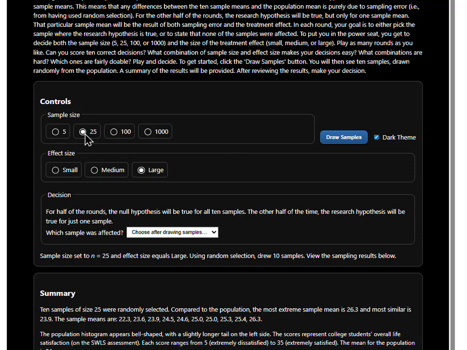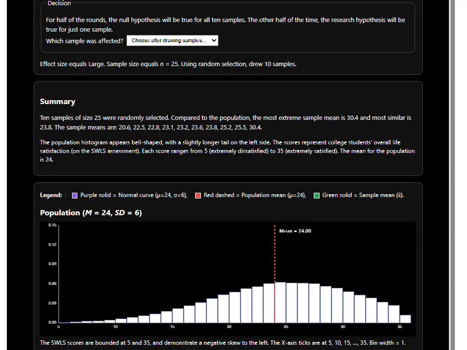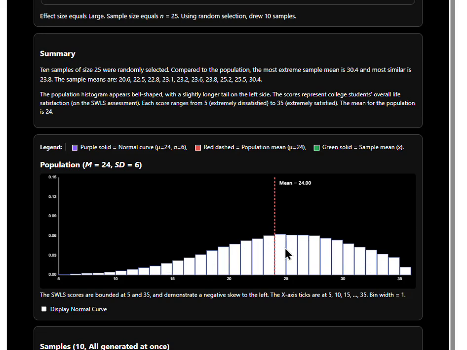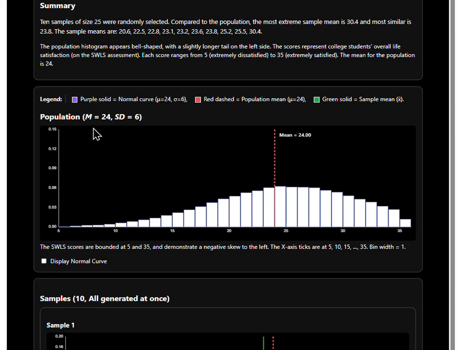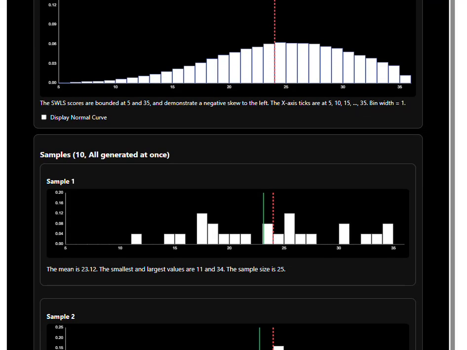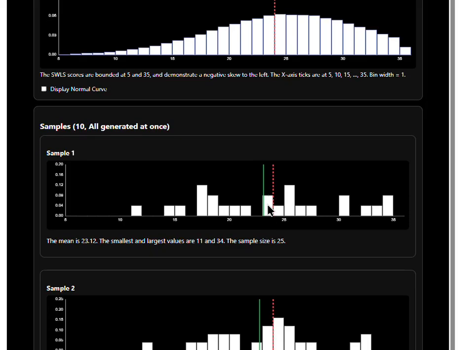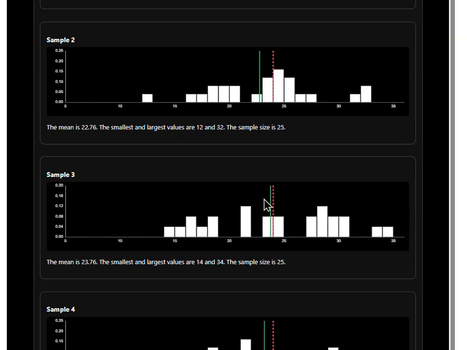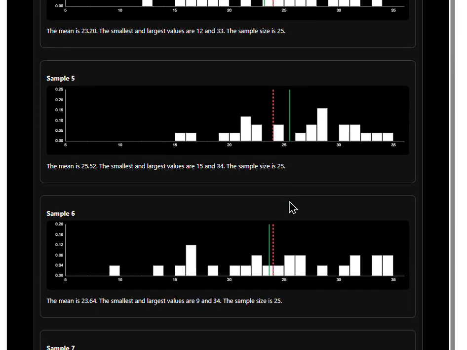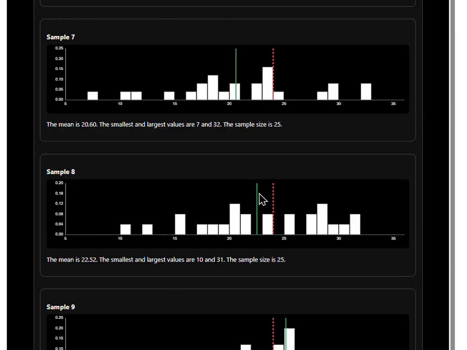So here we go. Now your budget is only to be able to pay for or work with 25 research participants. So I'll go ahead and click Draw Sample. Now here's our population, right? A lot of variability there. The mean is 24, standard deviation is 6, and there's a little bit of skewness. Now take a look at how spread out the scores are, and in particular, the sample mean is much more spread out than what we saw with samples of size 1,000.